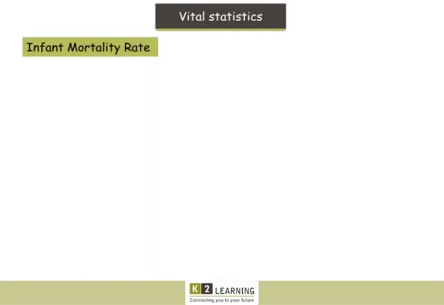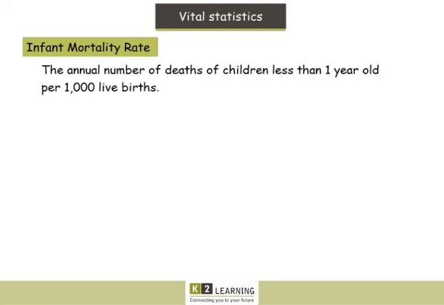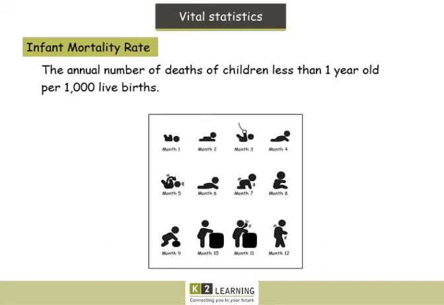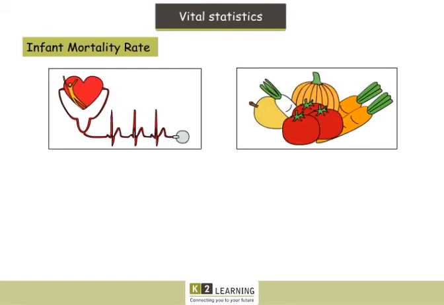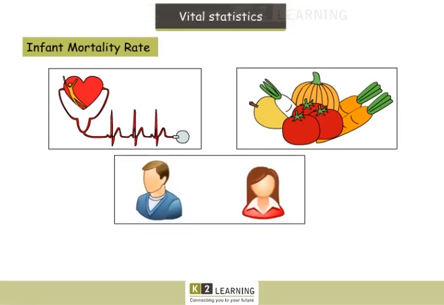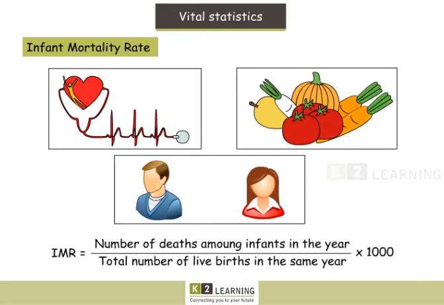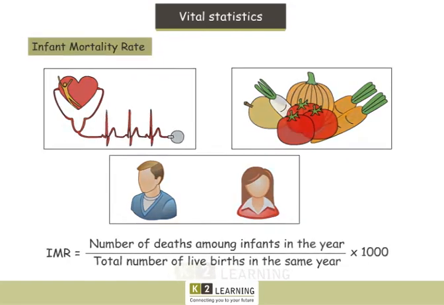The next measure is the infant mortality rate: the annual number of deaths of children less than 1 year old per thousand live births. This is a measure of risk of death between the birth of a baby and its first year birthday. IMR indicates the level of health, nutrition and socio-economic development of a region and can be calculated for males and females separately. IMR is computed as the number of deaths among the infants in the year divided by the total number of live births in the same year, times 1000.